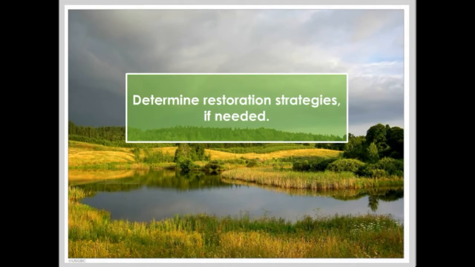Lawns or turf grasses qualify as adaptive vegetation only if they are able to survive without mowing, fertilization, pesticides, or irrigation.